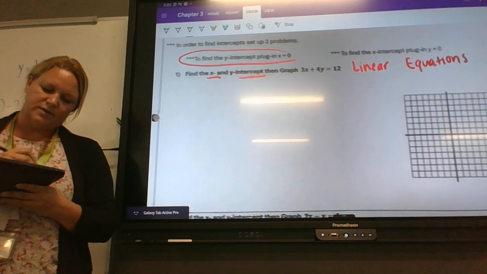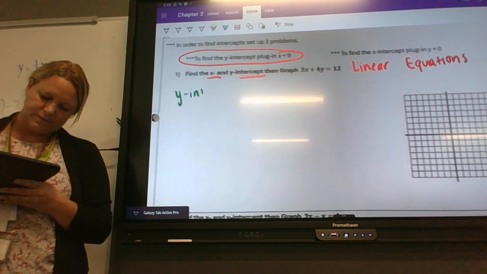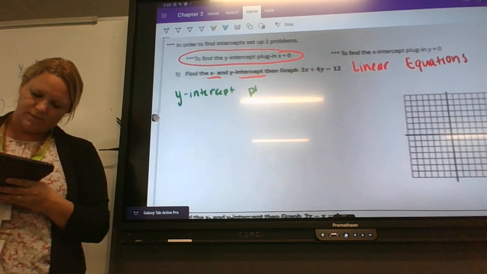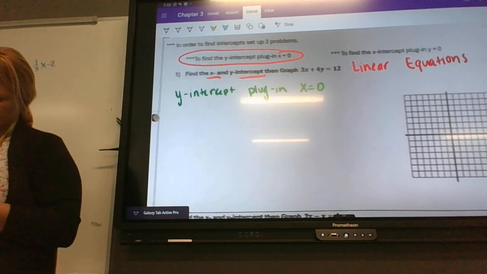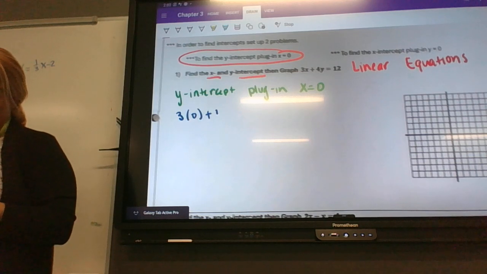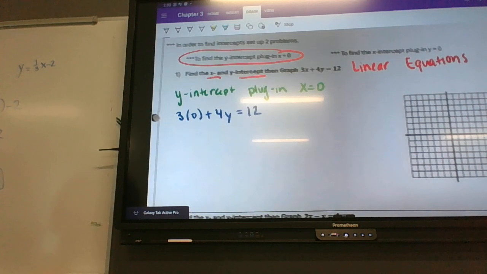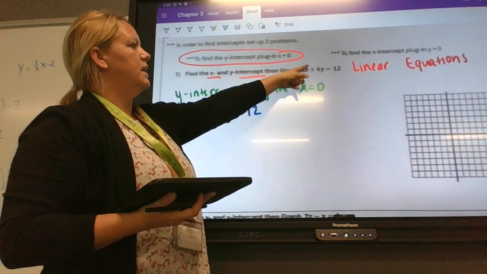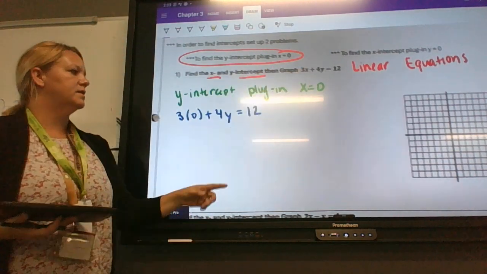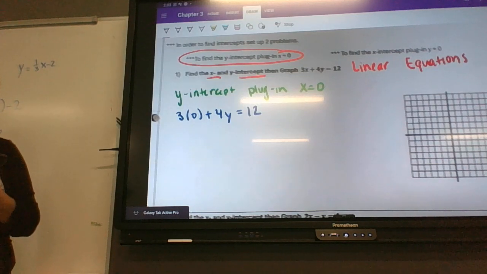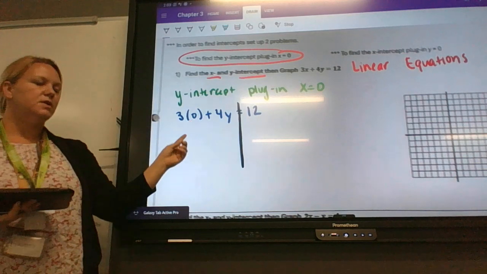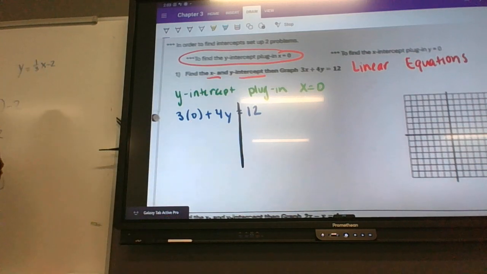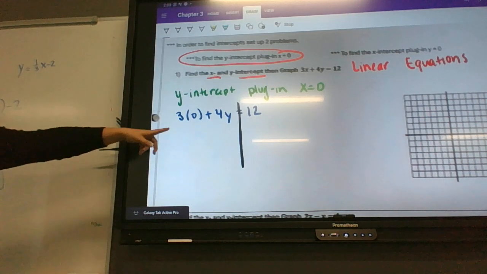We'll start with the y-intercept. So we're going to plug in 0. This is my equation. I take the x out and I put 0 in. Then you're going to do the math. This is like chapter 1. You're going to multiply, subtract, divide, find y. So I'm going to pause for a minute and give you a moment to try to find y in this equation. Get y alone.